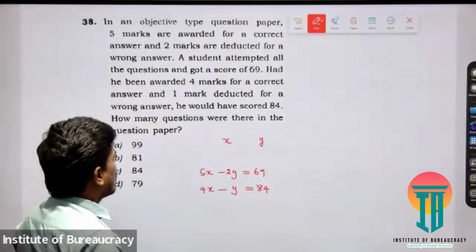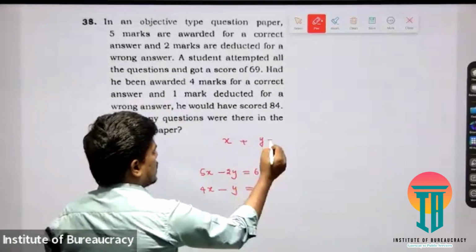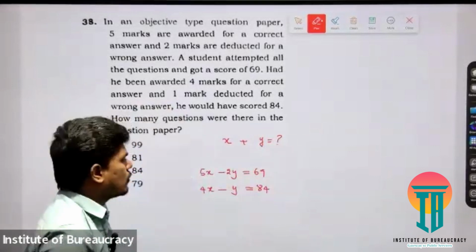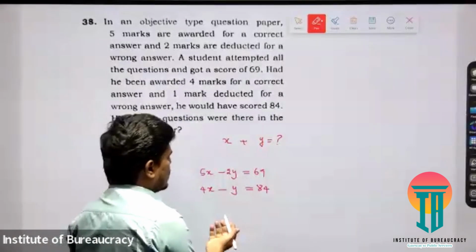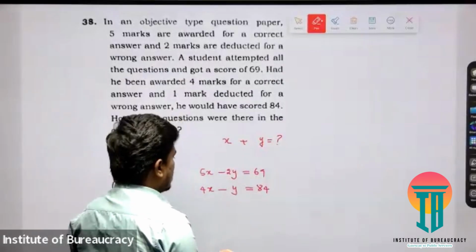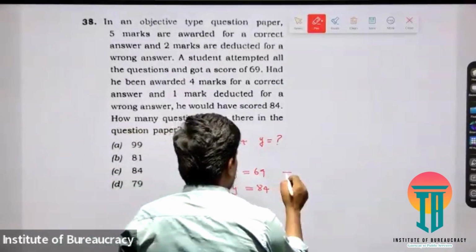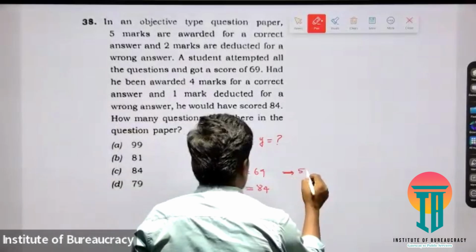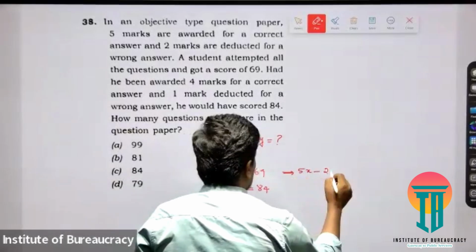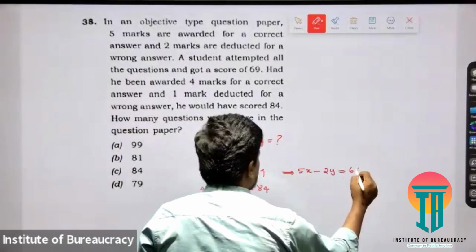Now total number of questions, x plus y, that's the question. Let us find x plus y from these two equations. What we can do is we can have 5x minus 2y equal to 69.